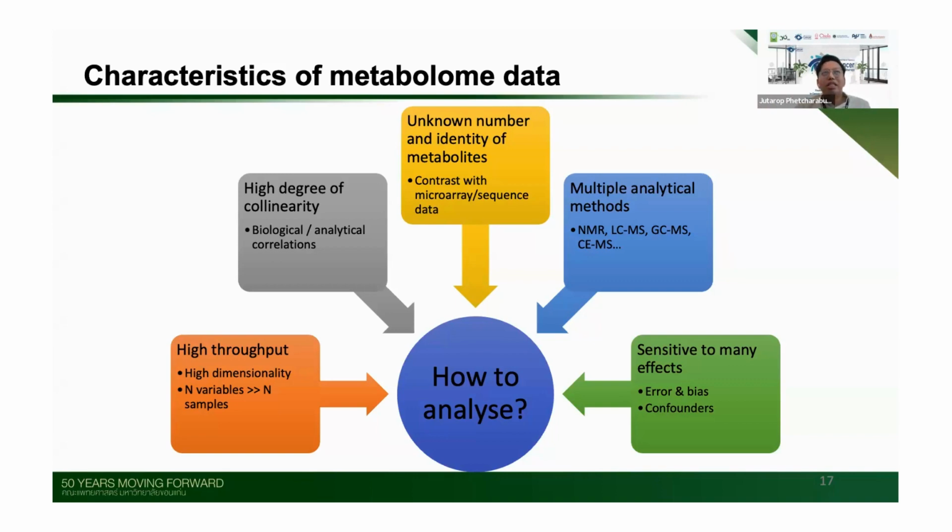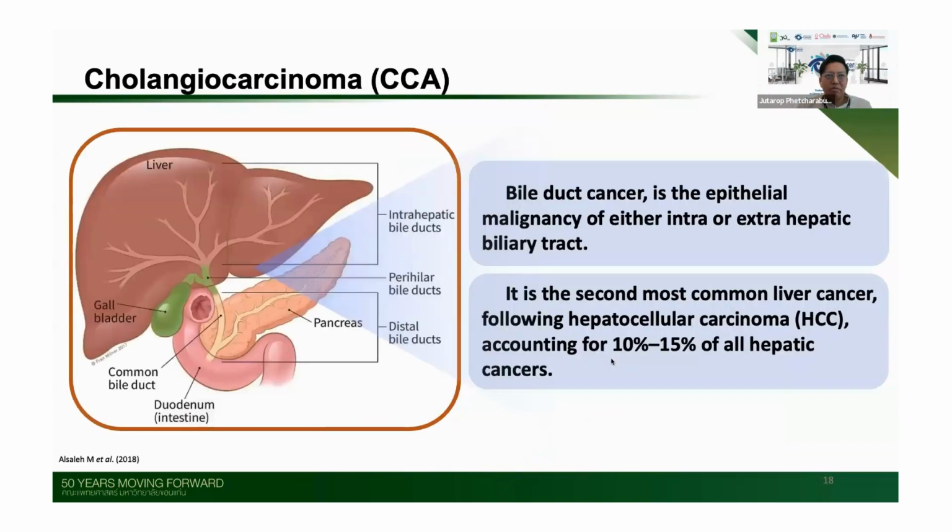And last but not least, metabolomic data has a very high sensitivity to many effects, for example, errors, bias, and confounders. So we need to be highly aware of these biases that may arise from the introduction of some inappropriate sampling method, for example, or sample prep method, or unsuitable pipelines for data analysis.